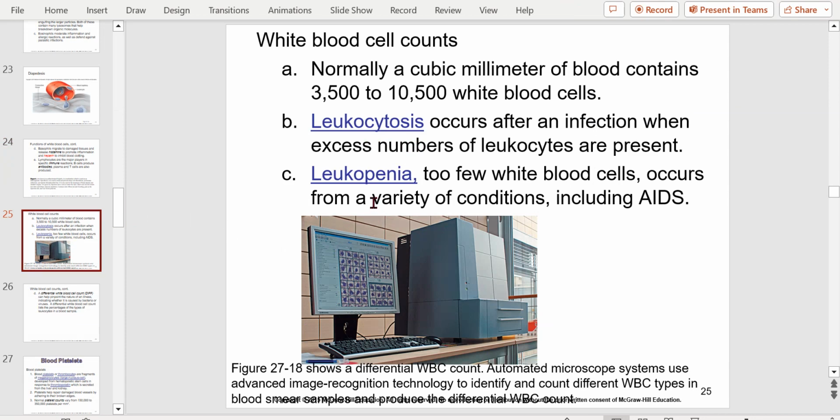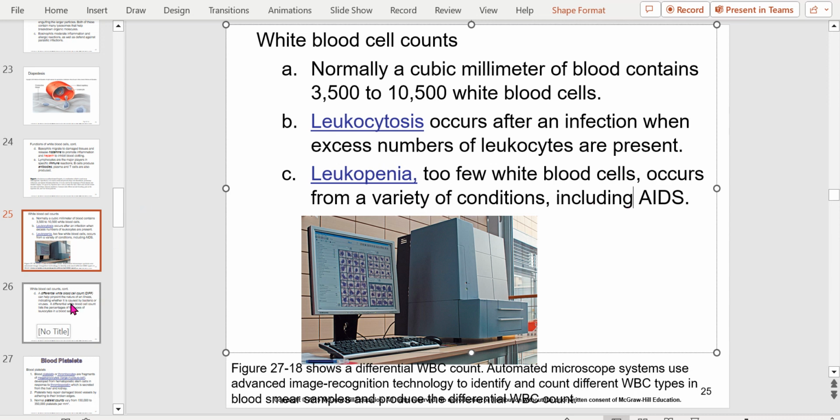White blood cell count. Normally, a cubic millimeter of blood contains anywhere from 3.5 to 10,500 WBCs. Leukocytosis occurs after an infection when an excess number of leukocytes are present. Leukopenia, too few WBCs, occurs from a variety of conditions, including AIDS. AIDS is a disease where this virus is very insidious. It targets the WBCs, and that's where it replicates. By targeting these WBCs as a cell to replicate, you're basically inactivating the person's immune system. It's a dangerous one for sure.